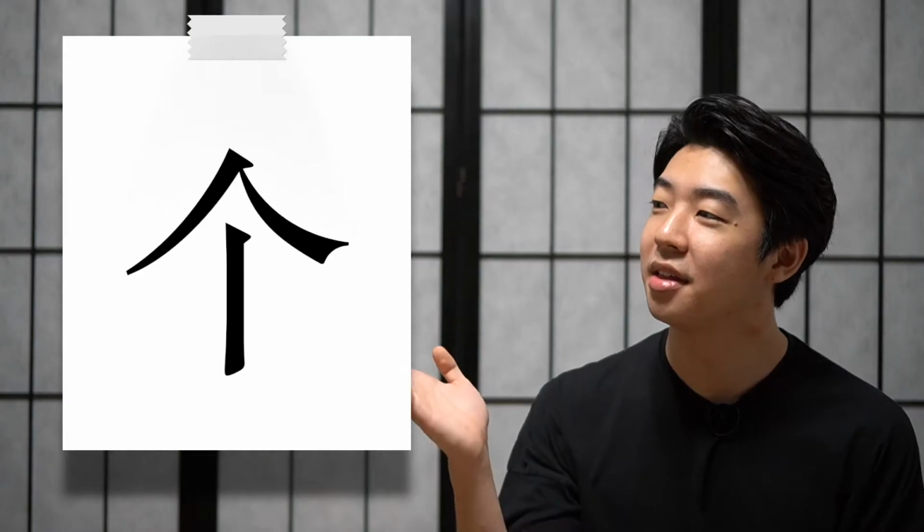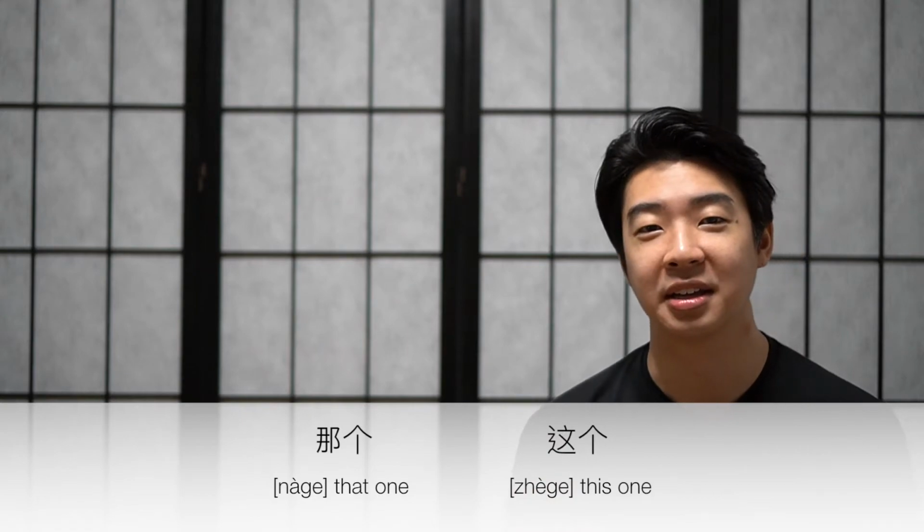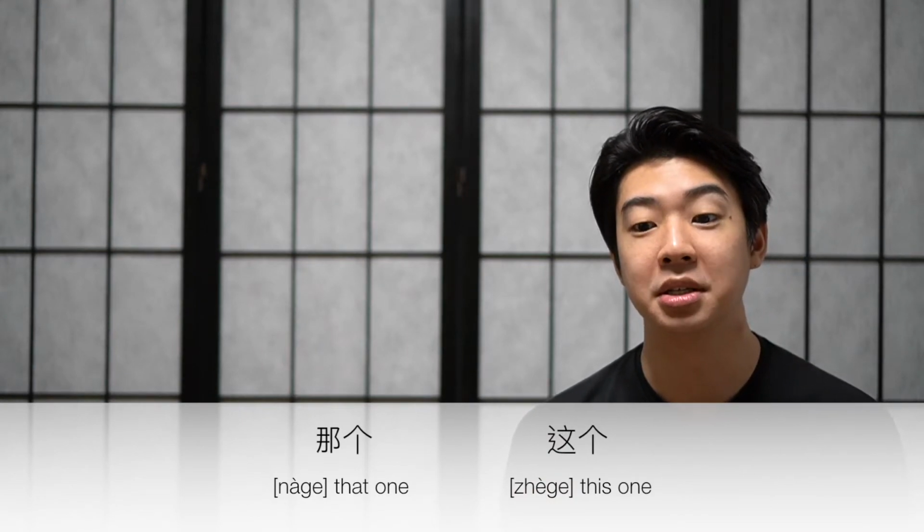Here's the next character. The line underneath the person symbolizes the middle or center. Everybody is unique because of the different life experiences that they have. And what sets them apart is the core or center of each person. This character means individual. It is used in these words, 那个, which means that one, and 这个, which means this one.